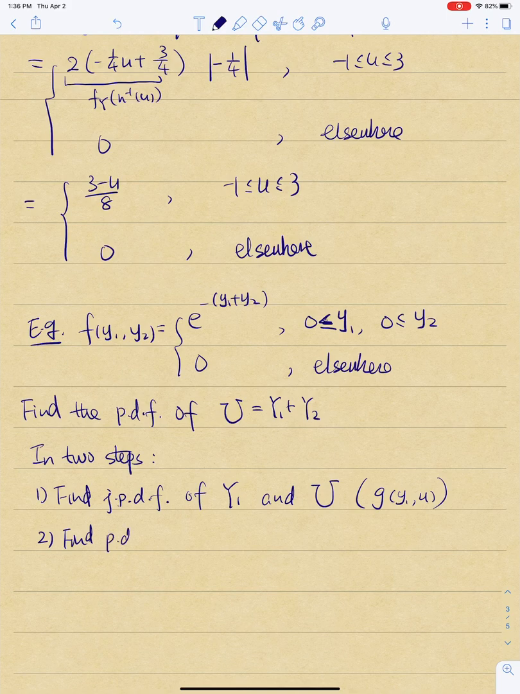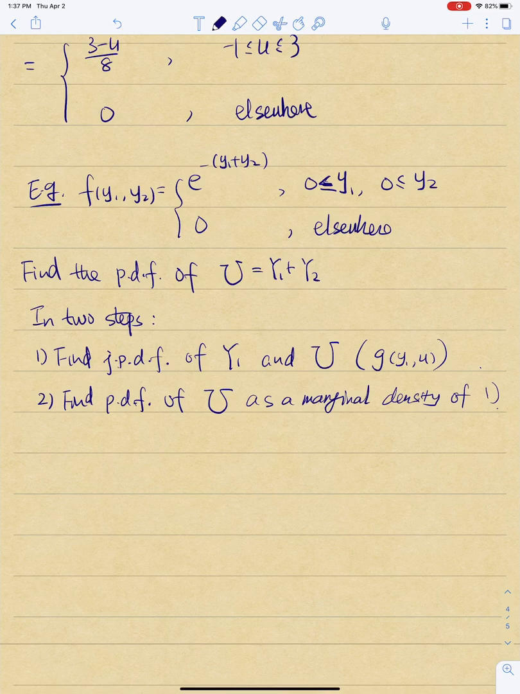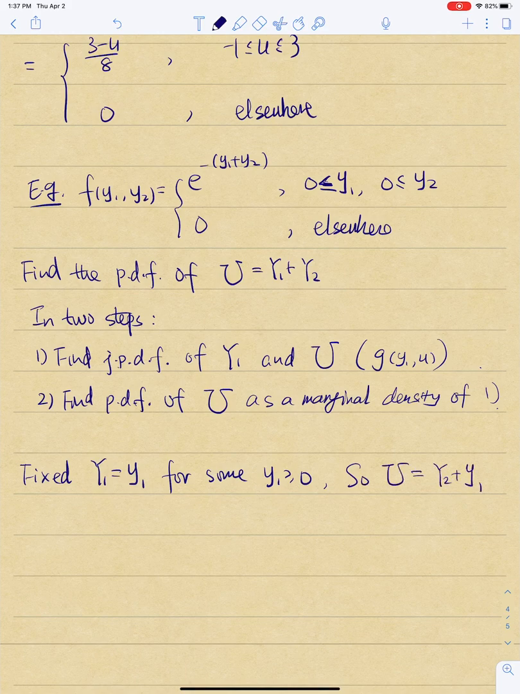And second step, we're going to find the PDF of u as a marginal density of g, of the density function we found from step 1. So for this problem, what we're going to do is we're going to fix random variable y1 to be a particular value. So then u is the sum, which means this is our h of y2.